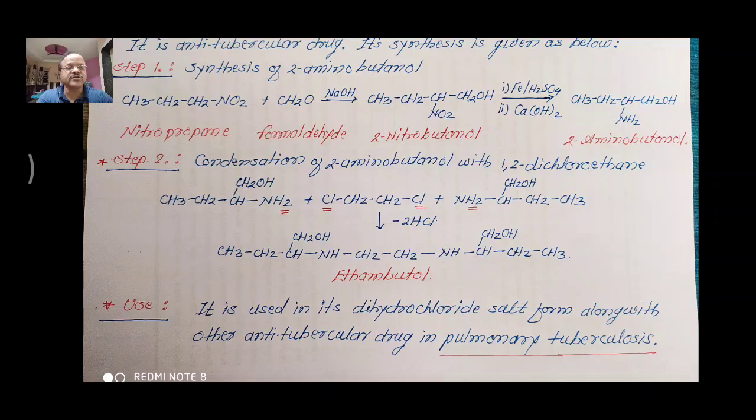Now what is the use of this ethambutol? It is used in its dihydrochloride salt form along with other anti-tubercular drugs in pulmonary tuberculosis. So remember, this ethambutol is used in pulmonary tuberculosis in its dihydrochloride salt form along with other anti-tubercular drugs.